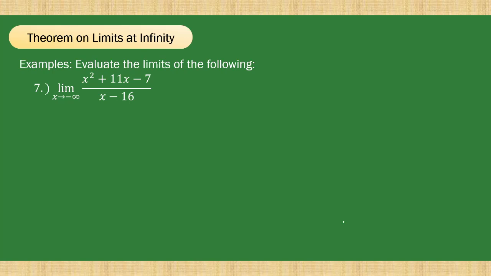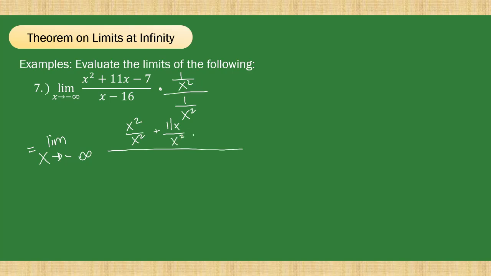Let's have the last example, number 7. Dito ang leading term natin ay x squared, kaya kuhanin natin yung reciprocal niya at i-multiply natin both sa numerator at sa denominator. Tingnan natin kung ano yung mangyayari dito sa example number 7. So, we know this is still x squared over x squared plus 11x over x squared minus 7 over x squared. As for the denominator, ganun din. Both of them will have a denominator of x squared.